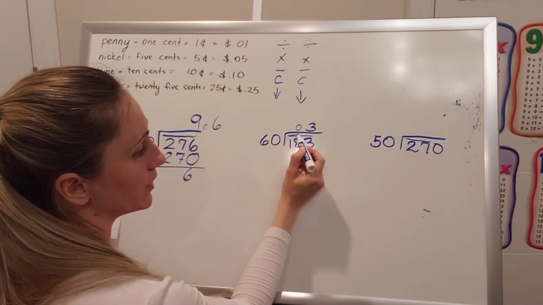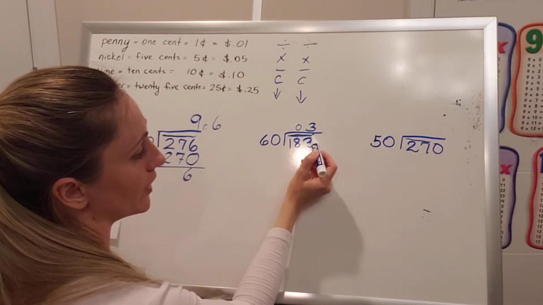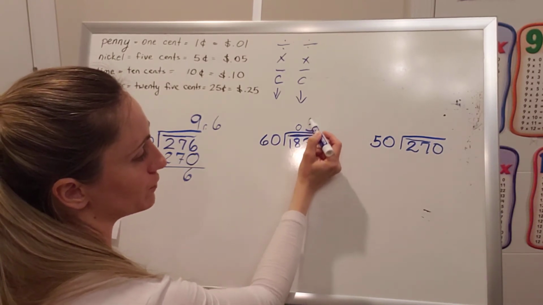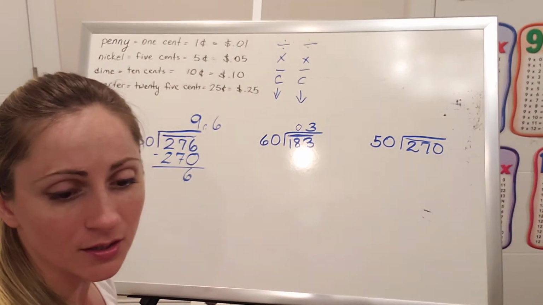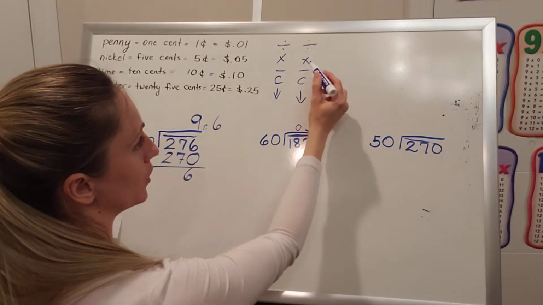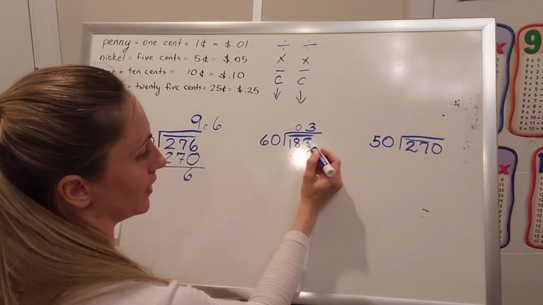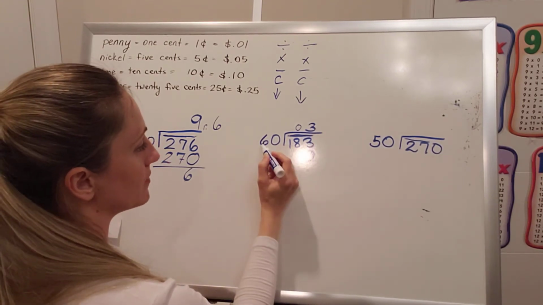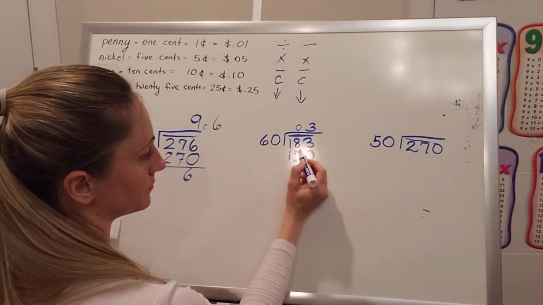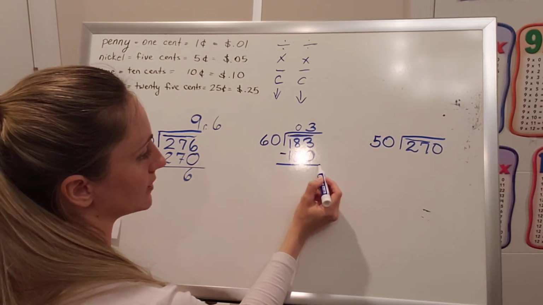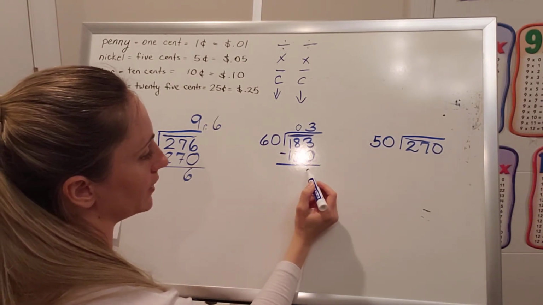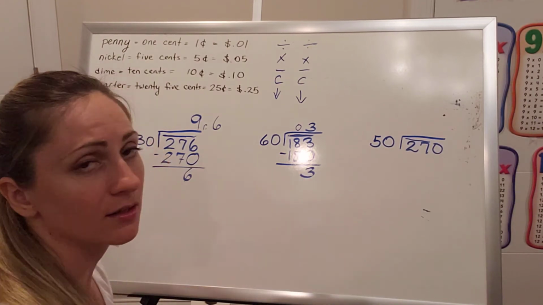That's why we're drawing these lines here, so you don't forget how far you need to move your quotient. Okay, so there's your 3. We're going to multiply 3 times 6. Put your answer underneath the last number you used. 3 times 6 is your 18. Okay, subtract: 18 minus 18, 0. You have a 3 left over.